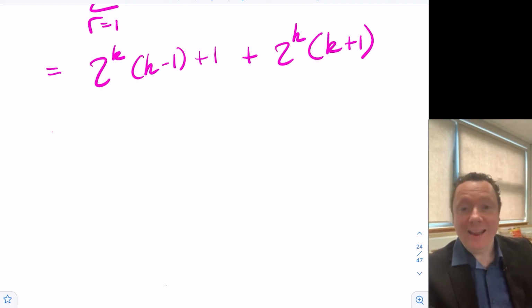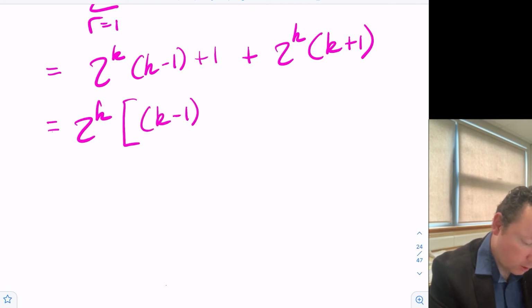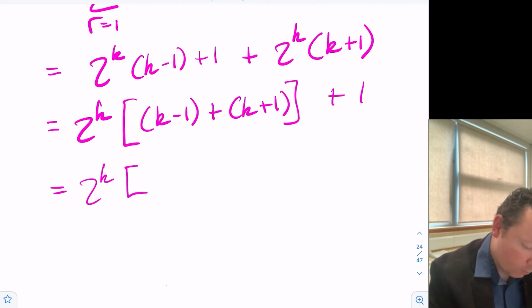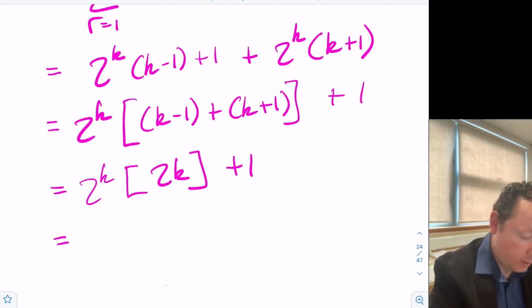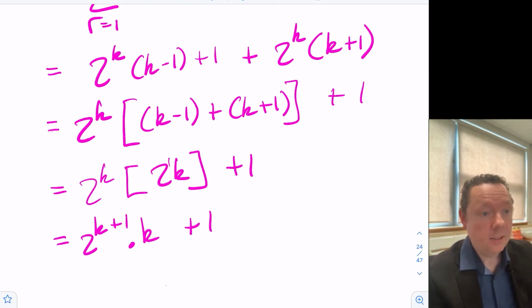So we've got 2 to the power k as a common factor. We can just leave the 1 on the end. So that means we've got 2 to the power k, and we've got k minus 1 plus k plus 1, and we've got our plus 1 hanging around the end. So we can tidy that big bracket up. We've got k plus k is 2k, minus 1 plus 1 is 0, plus 1. 2 to the k times 2k, well, basically that's 2 to the 1, so we can add the powers, so that gives you 2 to the k plus 1 times k plus an extra 1 on the end. So that's our left-hand side.